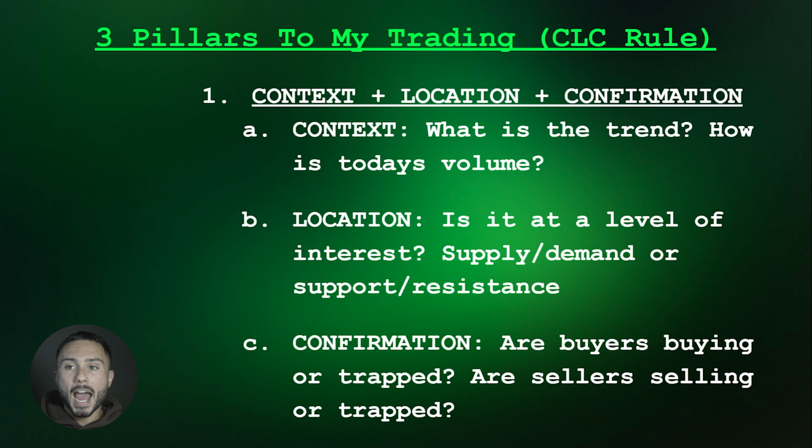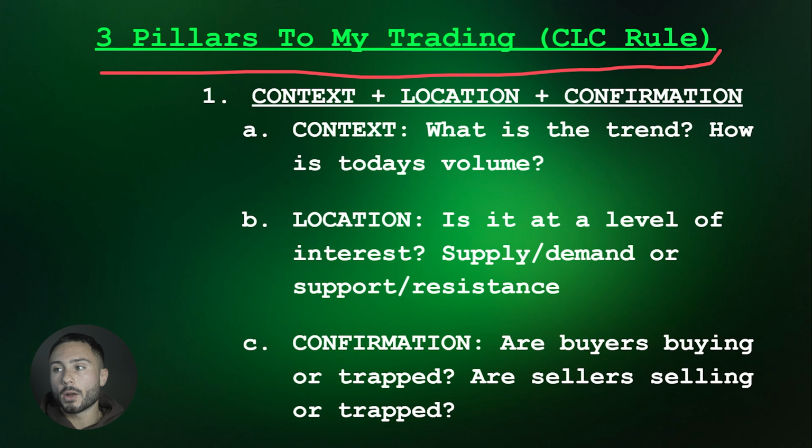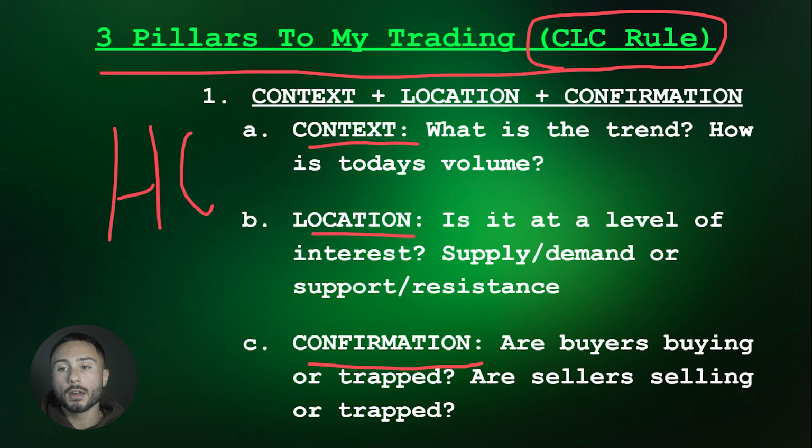On top of all this, I have my 3 pillars. I really dive deep on episode number 7 of the order flow series on this, about the 3 pillars to my trading, which is the CLC rule: context, location, and confirmation. When all 3 of these align, this is when I get a very high quality trading setup.